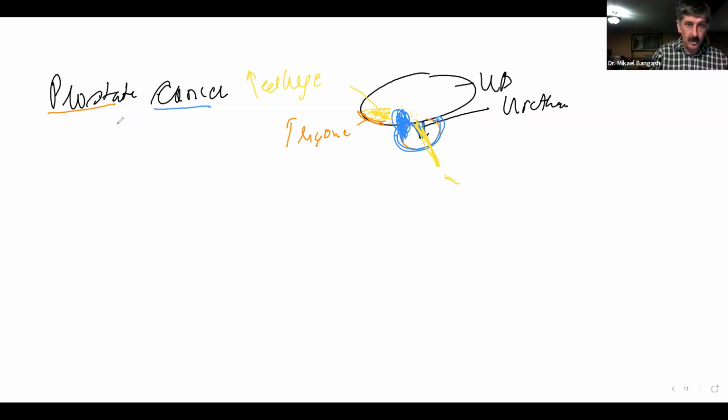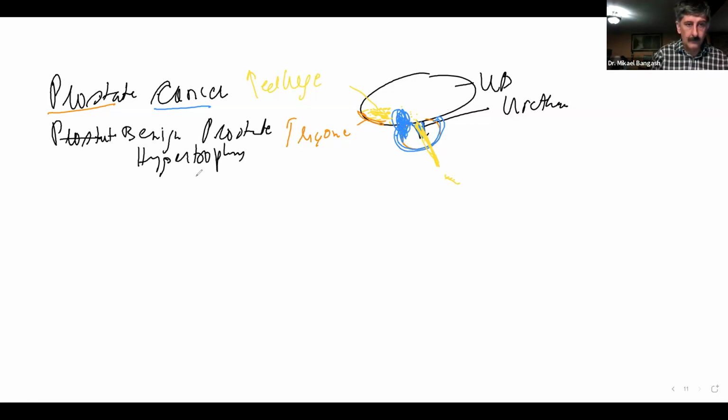But symptoms like these don't necessarily mean prostate cancer. There's a friendlier cause, prostate enlargement, which is referred to as benign prostatic hypertrophy, where benign means non-cancerous.